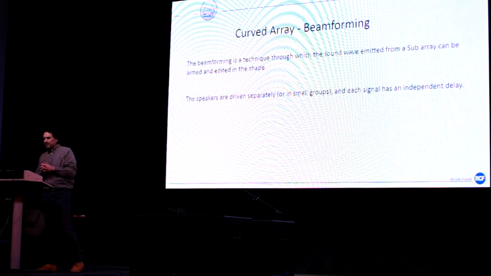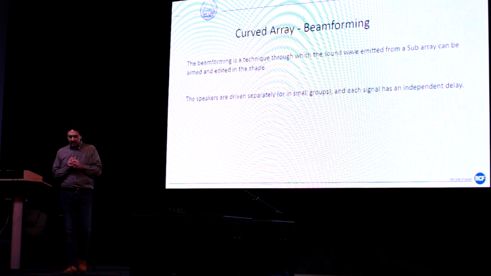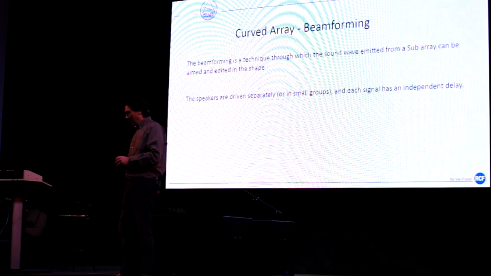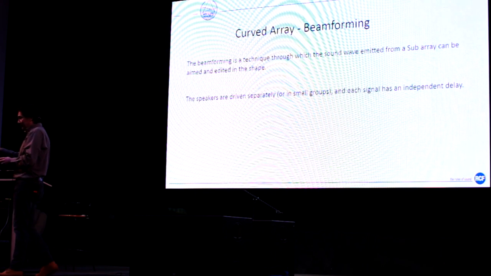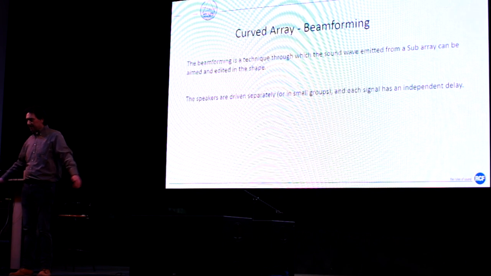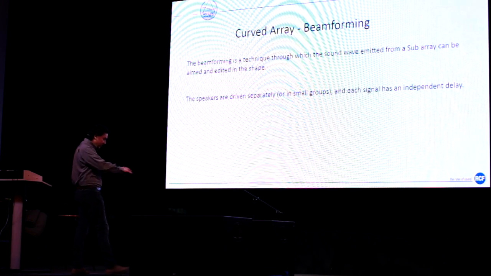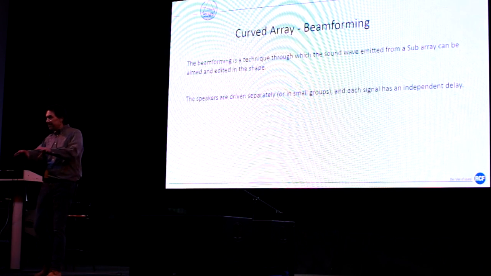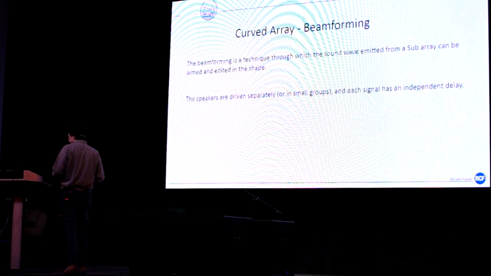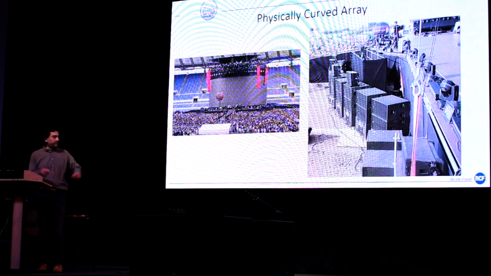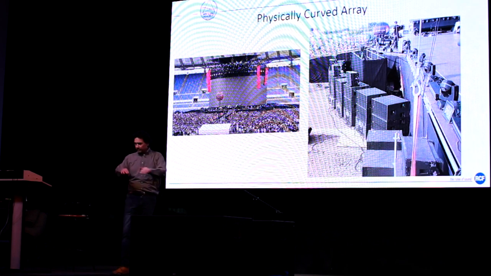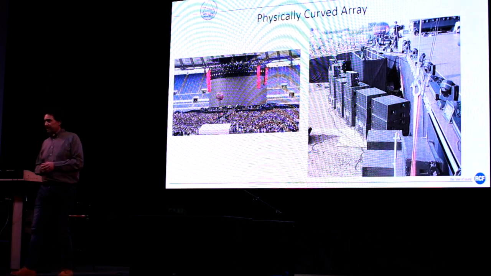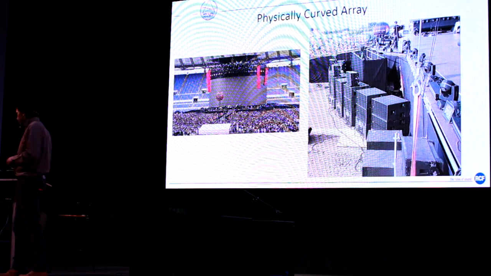So beam forming is a technique through which we can add some delay to some subwoofers of the line, in order to create a virtual arc. I'm saying a virtual arc because we can also do a physical arc, by a specific placement of the subwoofers. This is a physical arc, for example. But if the stage doesn't allow us to make a physical arc, we can make a virtual arc.